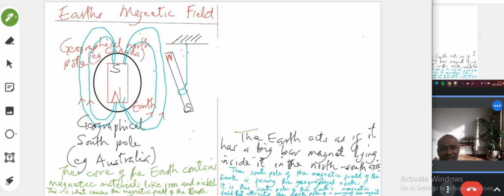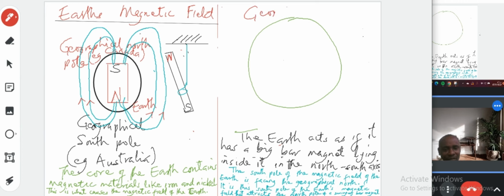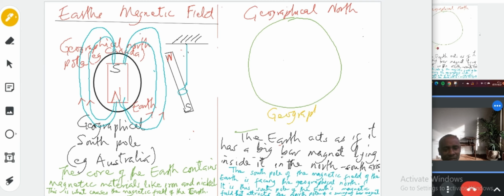Should I redraw this? Let me know if what I've just drawn here has shown at your end. Yes, it has shown. That's a very bad diagram of the Earth, so you permit me to use this. So, my geography student, this is the geographical north of the Earth, while this side is the geographical south. Right?